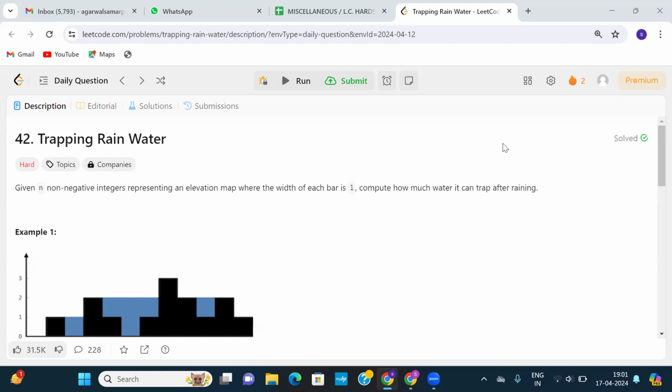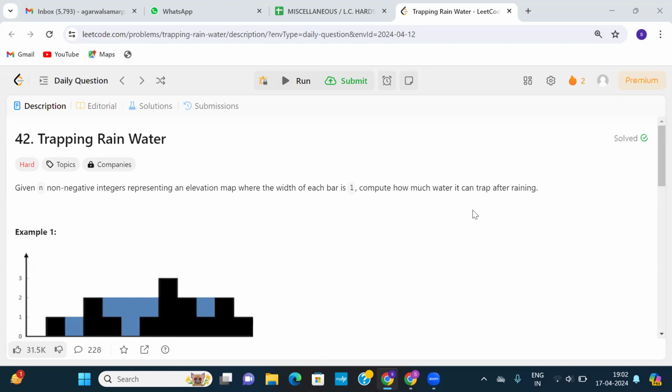In the level up series, let us look at one more question. Today's question is trapping rainwater. What does the question say? We are given n non-negative integers representing an elevation map where the width of each bar is 1, and we need to compute how much water it can trap after rain.